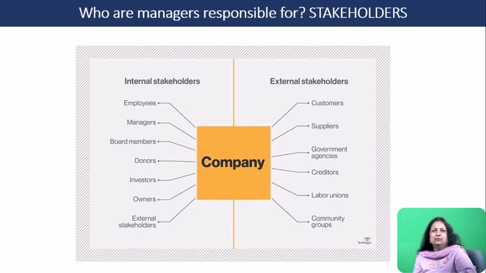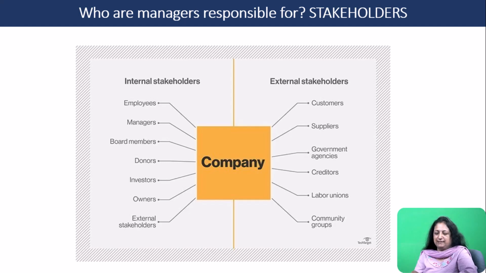So there are internal stakeholders: employees, managers, board members, donors, investors, owners. And there are external stakeholders: customers, suppliers, government agencies, creditors, labor unions, and community groups. So who are you really responsible for? Obviously, there are key priorities: customers are your priority, your employees are your priority, suppliers are your priority. So you will prioritize and map their stakes and ensure that you manage all their interests.